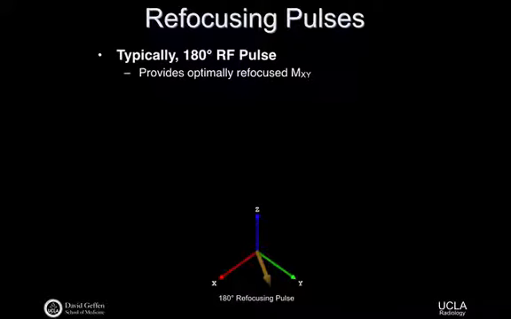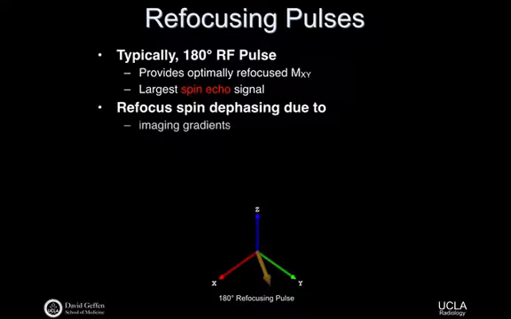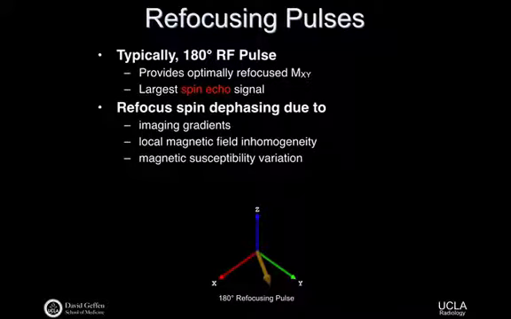The application, the utility of the refocusing pulse, will become much more apparent when we talk about spin echoes. So I think I'll go through this a little bit, because it'll be more important to come back to it when we actually get to the spin echo lecture. If you look at what's happening, the refocusing pulse is going to be applied after some other excitation pulse.